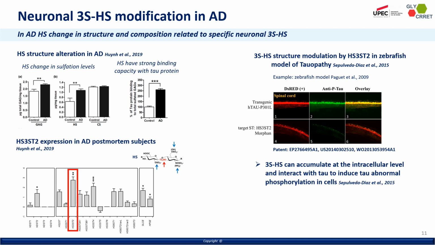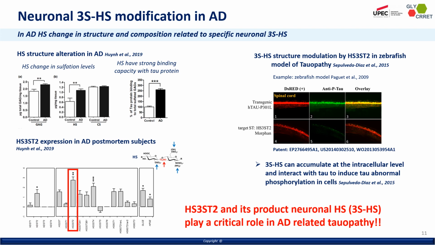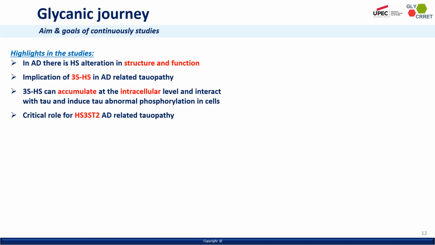in these morphants. Additionally, we also published that the 3-O-sulfated heparan sulfate can accumulate at the intracellular level and interacts with the tau protein to induce abnormal tau phosphorylation in cells. We saw that heparan sulfate 3-O-sulfotransferase 2 and its product, the neuronal heparan sulfate, the 3-SHS, play a critical role in the AD-related tauopathy.